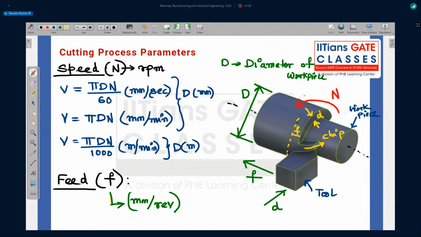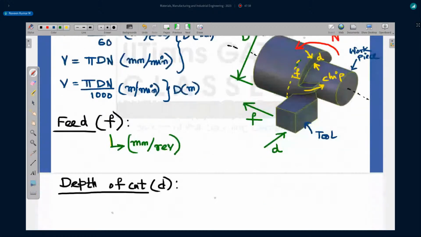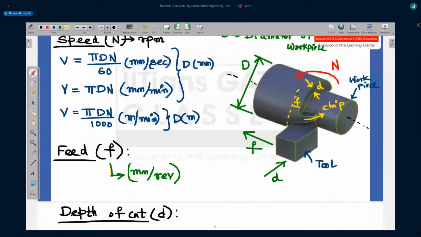Throughout the length, or if you're varying it, you'll get a tapered diameter, right? So depth of cut is given as what? This is your unmachined surface, and this is your machined surface. So the depth of cut definition can be like this. It is the perpendicular distance between the unmachined surface to the machined surface, right?